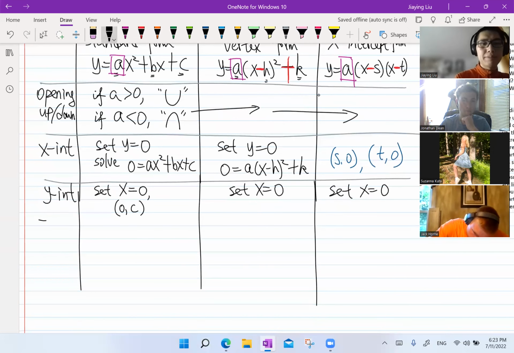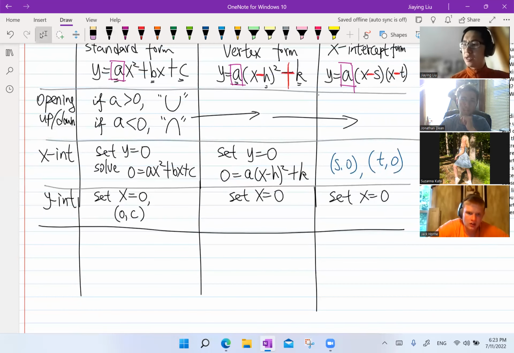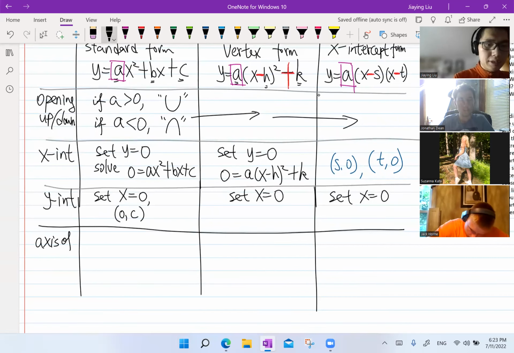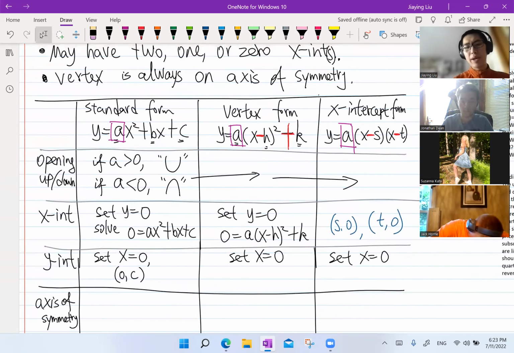So that's y-intercept. Right. And the next thing I have is called axis of symmetry. Now, before I talk about axis of symmetry with those forms, I want to go back to the graph I had earlier.